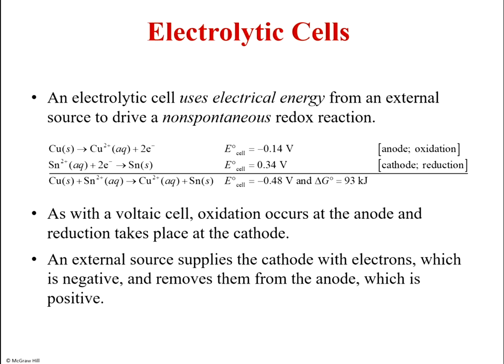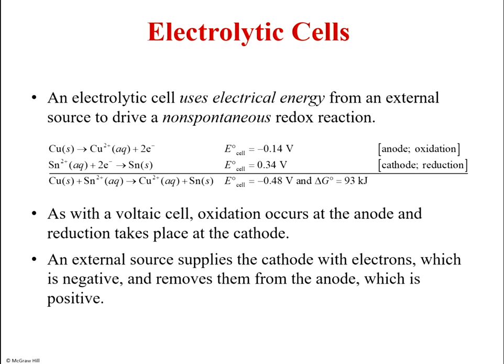Imagine we take copper and we have that as our anode. So copper will be oxidizing to copper 2 plus and some electrons. So it's acting as the reducing agent now. It is being oxidized. And our other half cell will be the tin 2 ion being reduced to tin metal.